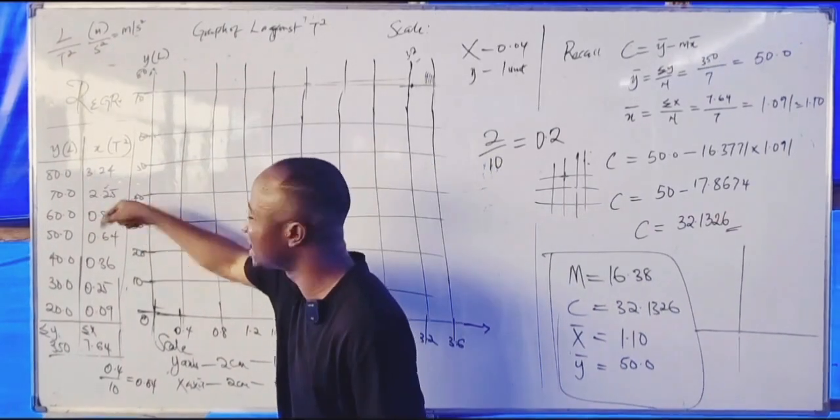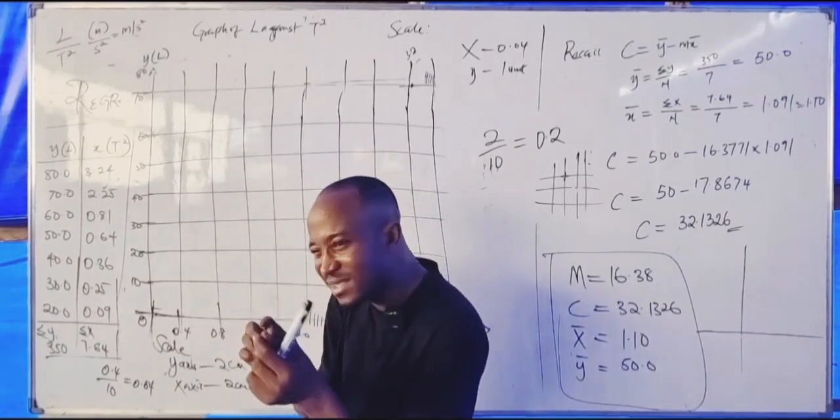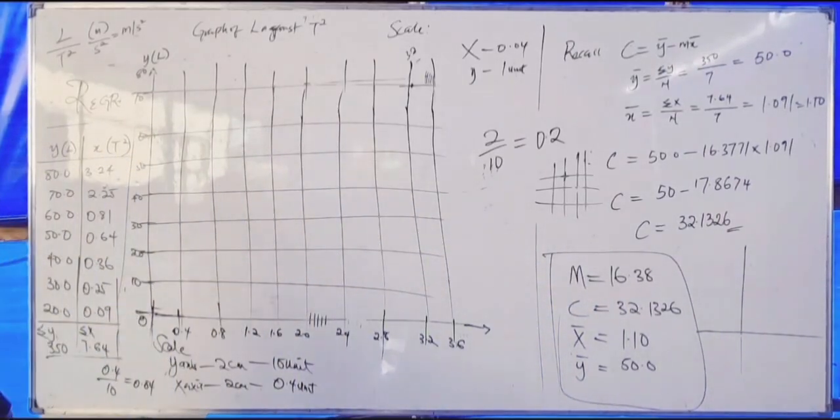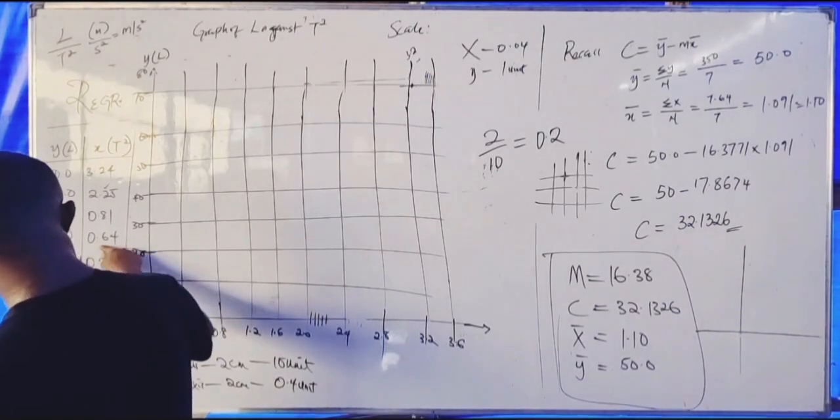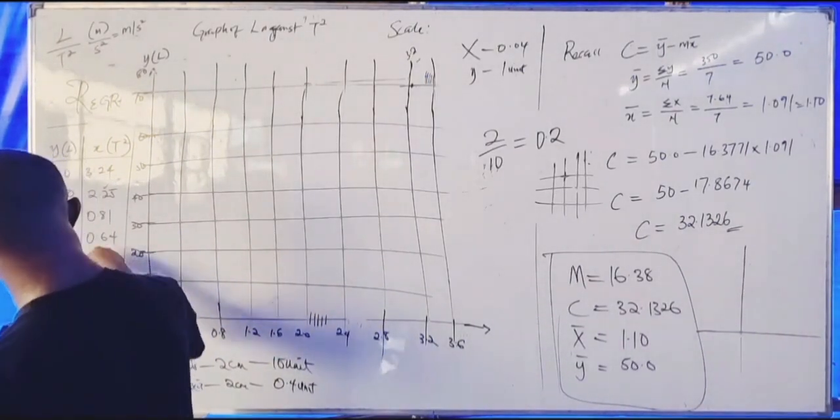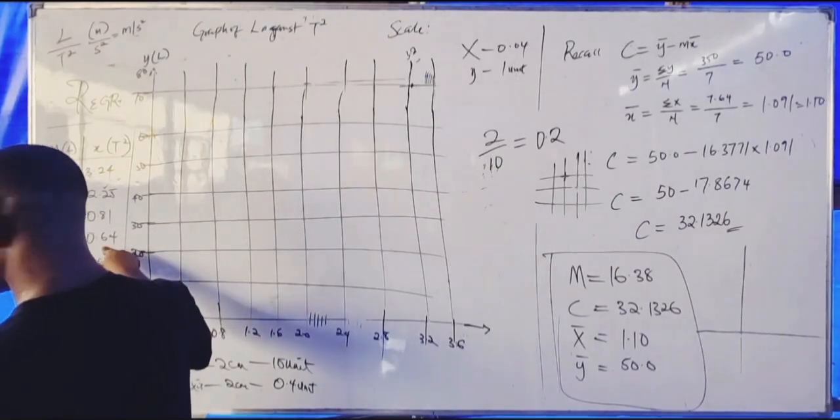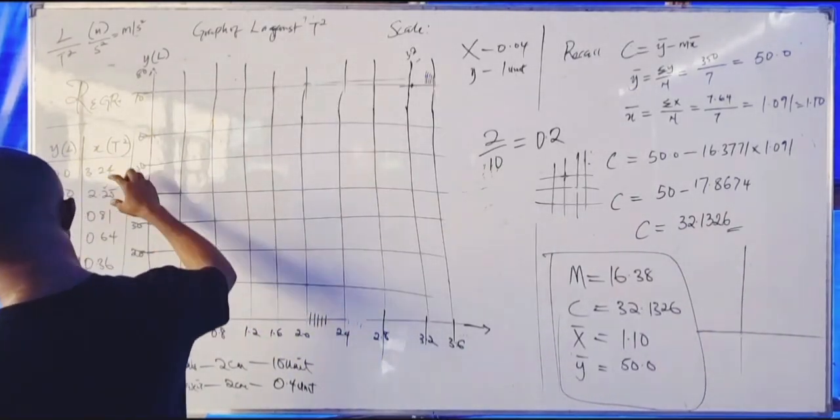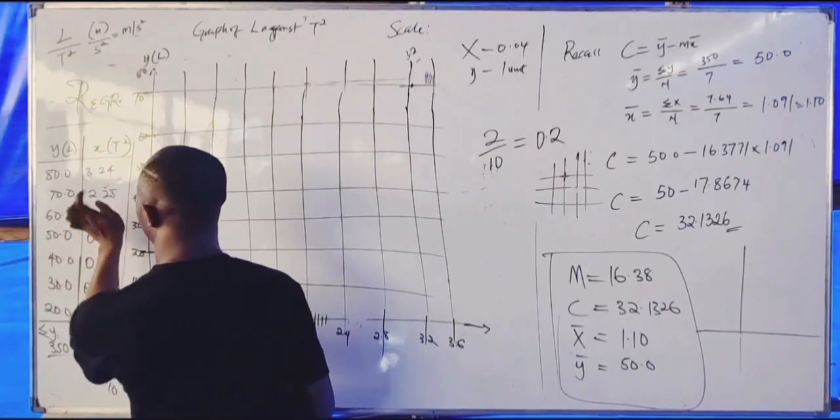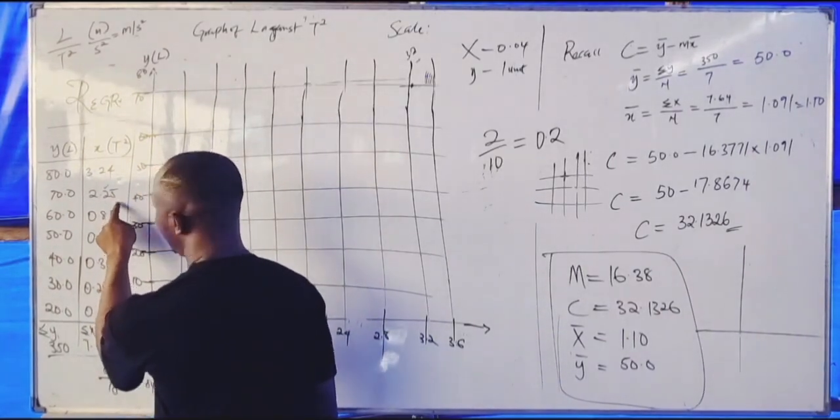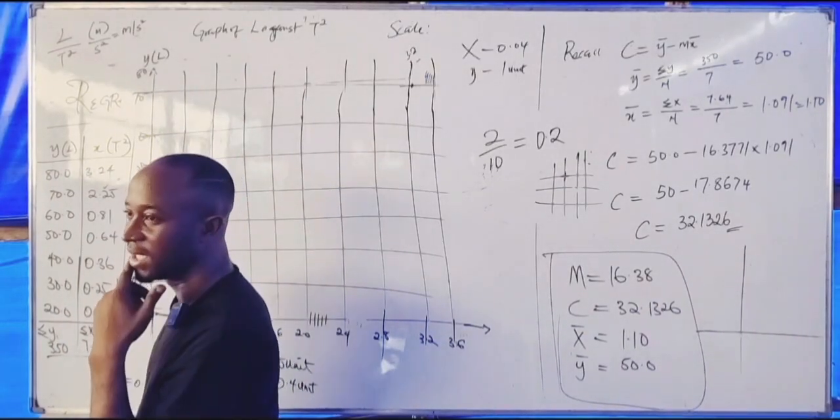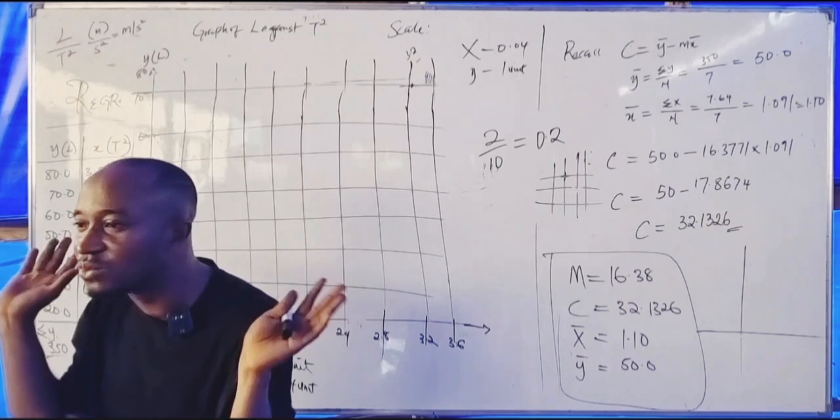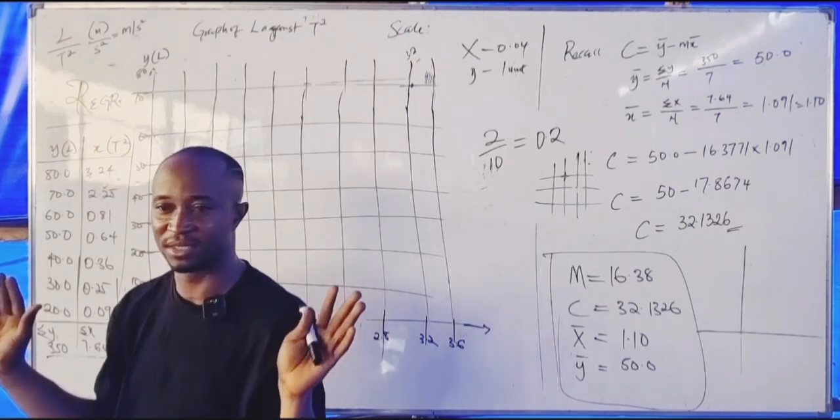That means I need just 0.01, so I'll place it a little in between. I'm trying to avoid approximating, because I can get this from the graph. If you approximate, this will now be 2.3. Don't approximate, it's not advisable. Instead, when you get to that point, just divide the next division by 2. Are you getting it?